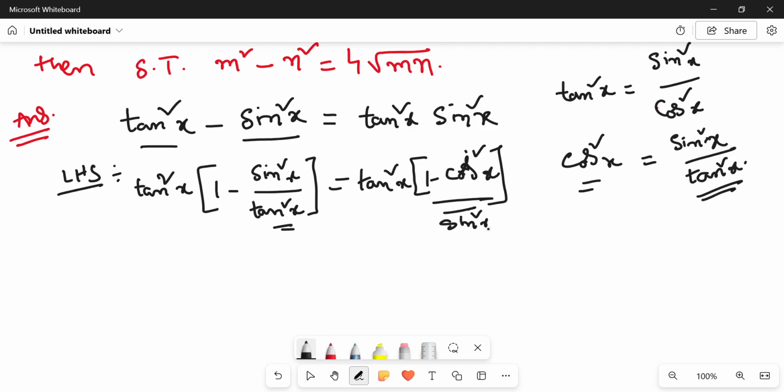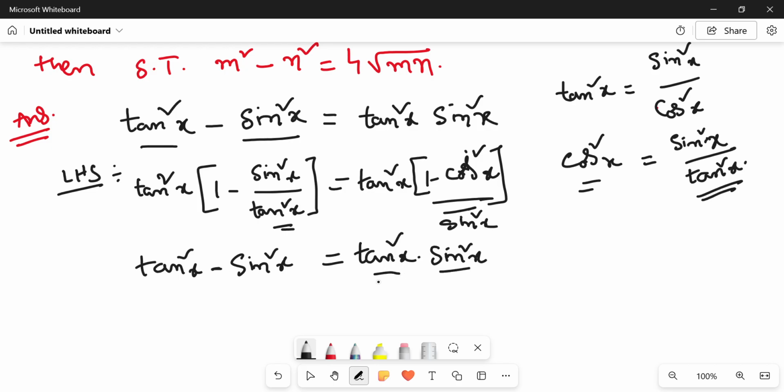So you got the RHS. This is the relation we have to know: tan square x into sine square x on the right hand side, and on the left hand side we have tan square x minus sine square x. So wherever I see tan square x minus sine square x, I can replace that with tan square x into sine square x, or when I see tan square x minus tan square x into sine square x, I can replace with tan square x minus sine square x. This is the important thing to solve this particular question.